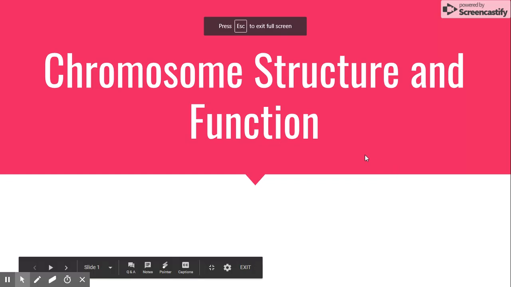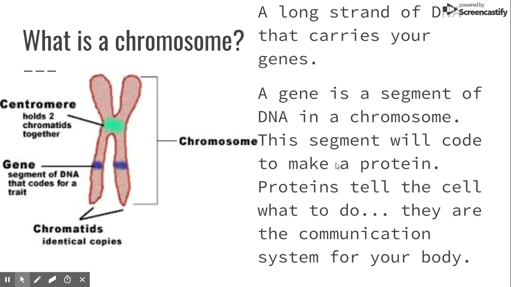We're going to be talking about chromosomal structure and function in this video. A chromosome is a long strand of DNA that carries genes. A gene is a segment of a strand of DNA, and that segment will code for a protein. And that protein is going to be what indicates a trait. So genes are information about a trait, and that trait is produced by the protein that DNA segment says to make.